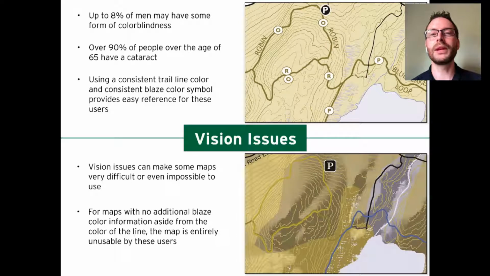For a map using the blaze color for the line color, vision issues can make the map very difficult or even impossible to use. For maps with no additional blaze color information aside from the color of the line, the map is entirely unusable by these users.